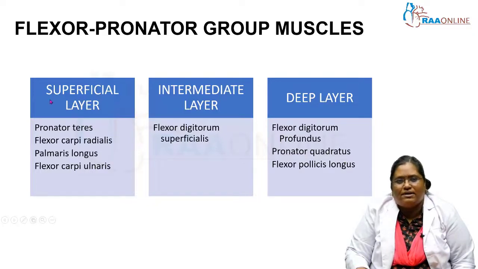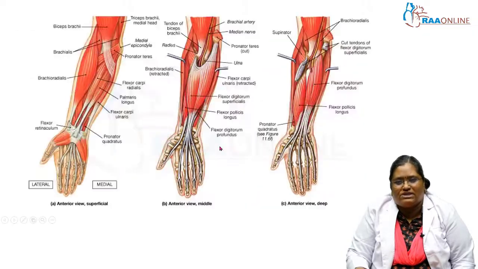So what are the muscles that constitute the superficial layer of the flexor compartment of the forearm? First is the pronator teres, then the flexor carpi radialis, palmaris longus and flexor carpi ulnaris. The muscle present in the intermediate layer is the flexor digitorum superficialis. In the deep layer we have the flexor digitorum profundus, pronator quadratus and the flexor pollicis longus. Now we'll go back to the slide.